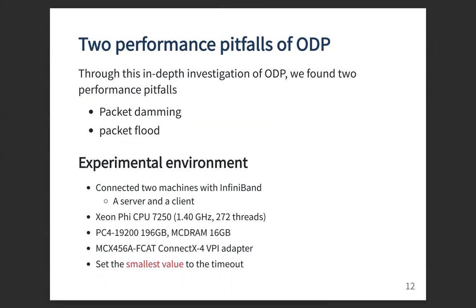From here, I'm going to introduce the proof of pitfalls using microbenchmarks. This is the experimental environment, and we use two machines connected with Infiniband. One is a server, and the other is a client. We also use the ConnectX-4 adapter in the experiment. Finally, we set the smallest value to the timeout to detect an error or packet loss as fast as possible. You might think this configuration is a little bit detailed, but this is an important point and we use it later, so please remember this here.